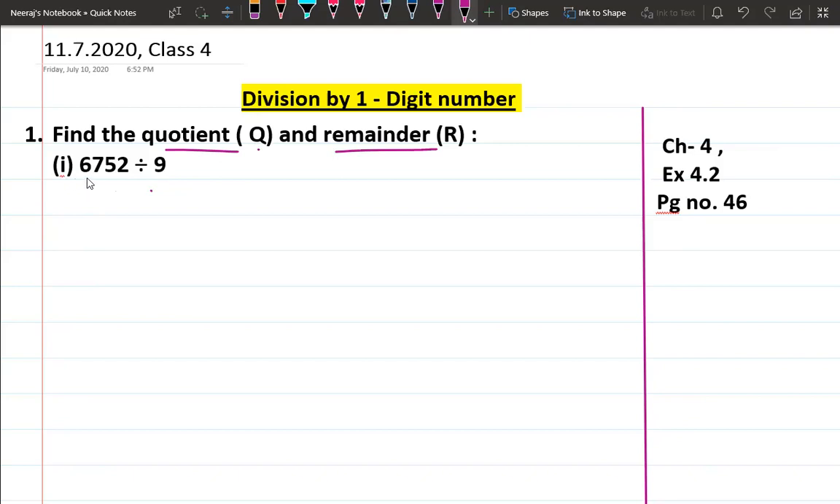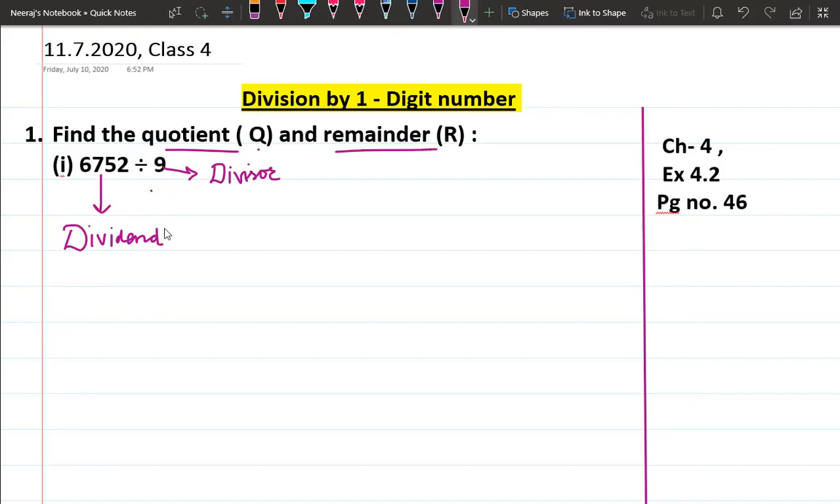So the first example is 6,752. We are going to divide it by a 1-digit number, that is 9. We know that the number which is to be divided is called the dividend. So this will be your dividend. And the number which divides the dividend is called the divisor. That will be a smaller number than the dividend. It is called the divisor, right?